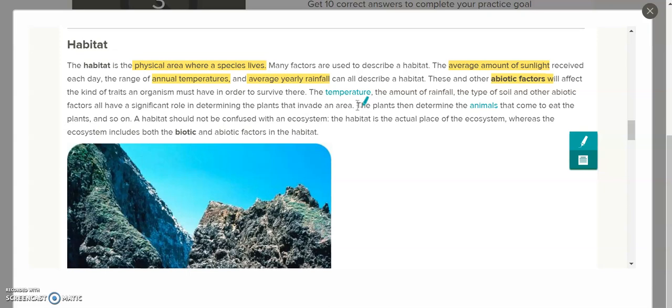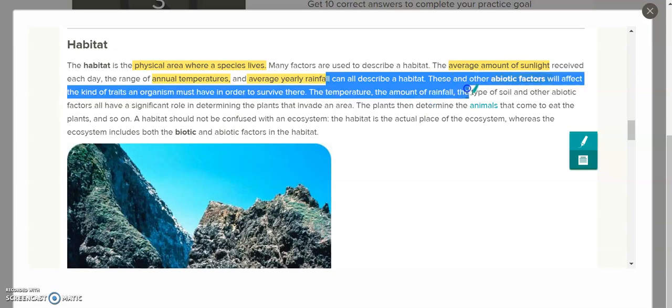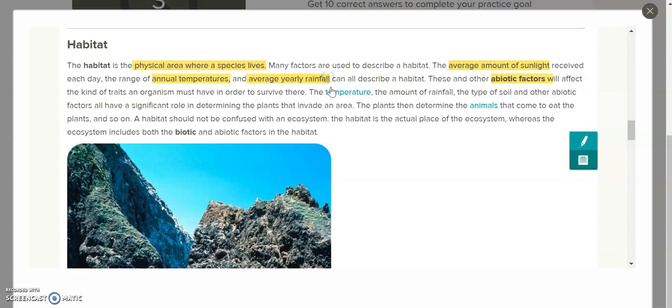So the abiotic factors: temperature, rainfall and soil. Abiotic factors are part of the climate, and that determines heavily what biodiversity I'm going to have there. The plants then determine the animals that come to eat them. So if I have a good temperature, rainfall, and soil, and I can grow these things, those animals will go hunt and find that food. And if they don't have food, obviously they'll have to adapt and go find food elsewhere.